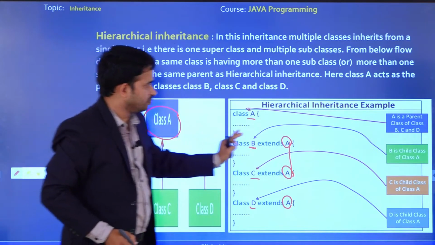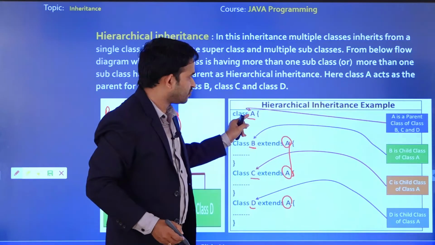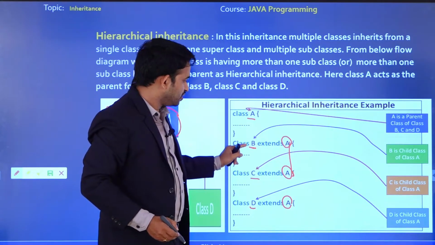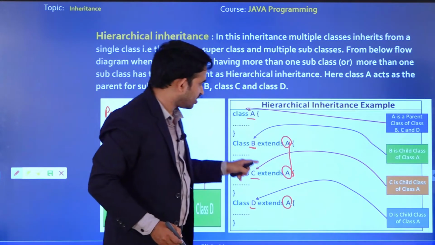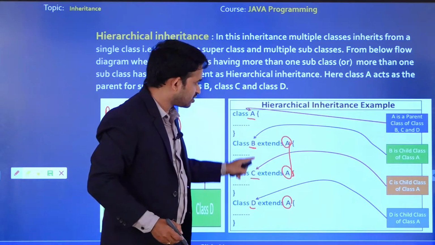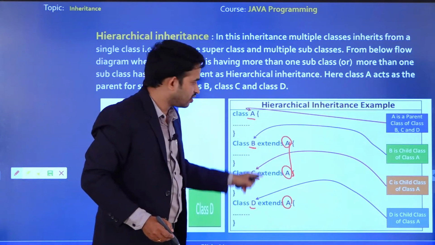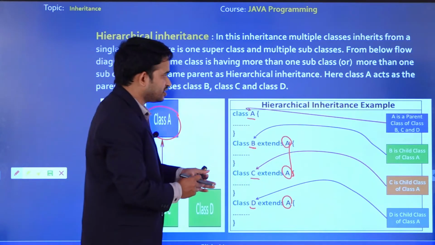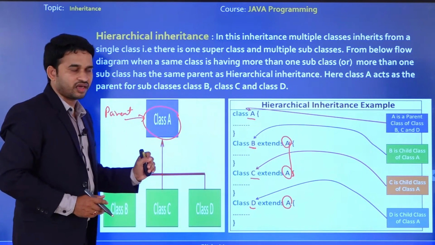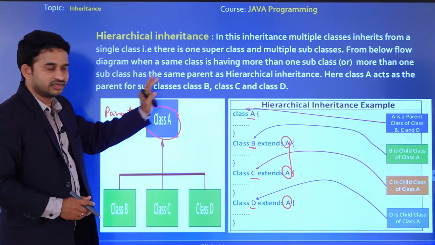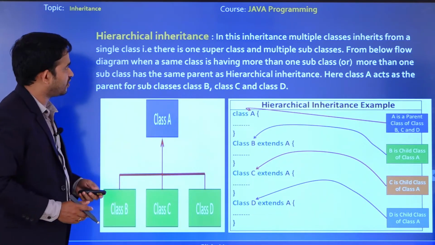Clear, right? Here A is the parent class of classes B, C, D. B is a child class of A, C is a child class of A, and D is a child class of A. From this, A is the parent class, and all the remaining are child classes. So this is about hierarchical inheritance. Let's see the example program of hierarchical inheritance.